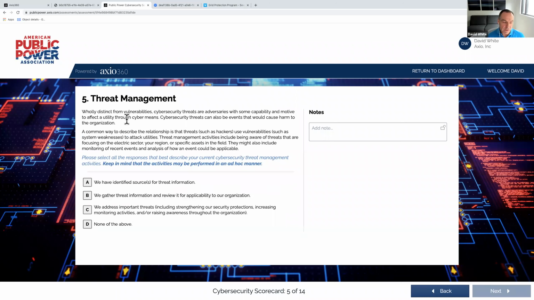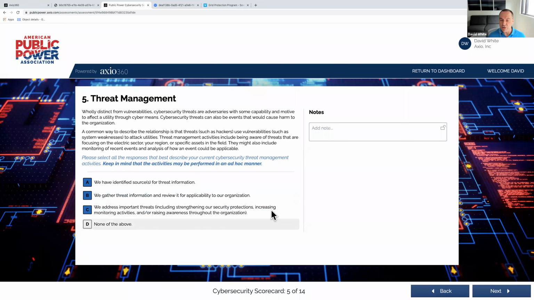And then the 5th question is on threat management. This is very distinct from vulnerabilities, and Chuck Speak gave a fantastic overview of the threat landscape for utilities when he spoke this morning. And so here, again, we want to see as a basic, have you identified any sources for threat information? And do you gather threat information and figure out whether it applies to your organization? And then do you address important threats, including strengthening your security protection?